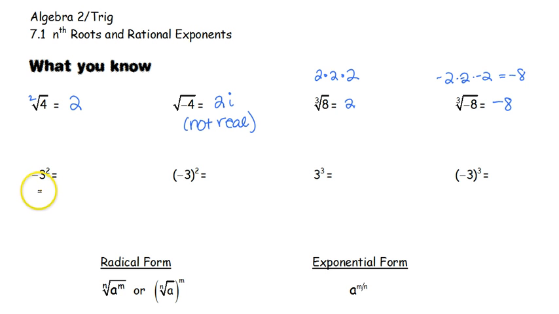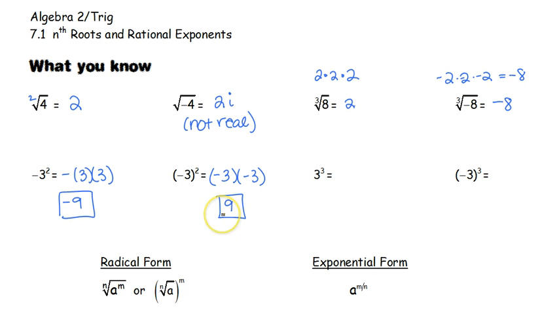This one, now instead of taking the root, we're going to square things. That squared is only connected to the 3. So this is actually a negative of 3 times 3, giving us a negative 9 as our answer. Slight difference from our next one: since the whole negative 3 is in parentheses, that's a negative 3 times a negative 3, giving us a positive 9. So you have to pay attention. If there are no parentheses, that exponent is only connected to the number directly to the left. If the negative is not in parentheses, the negative is not being raised to that power.